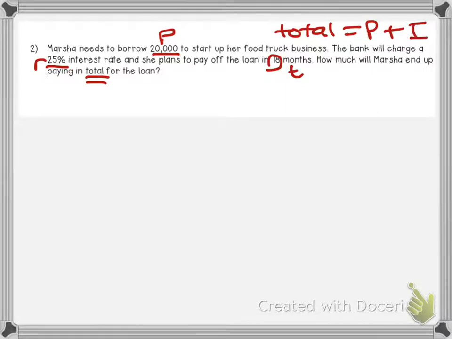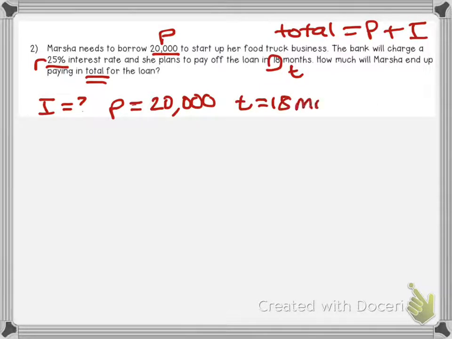Okay, so we have to find interest first. Interest, we're not sure of. Principal equals 20,000. And then time equals 18 months, but in our definitions, we learned that has to be years. So we can convert 18 months into years: 12 months in a year, so that's 1.5 years.